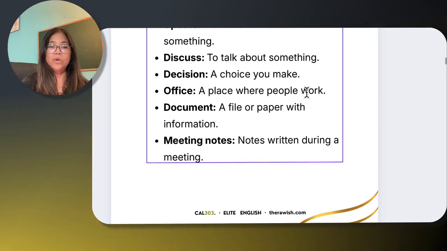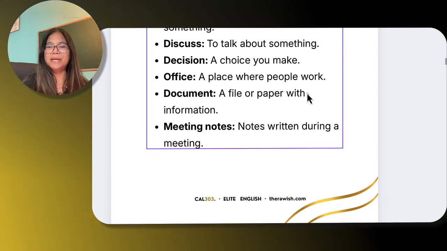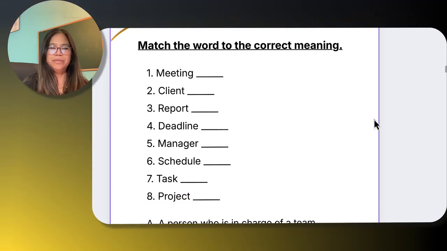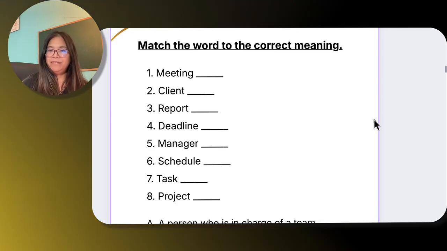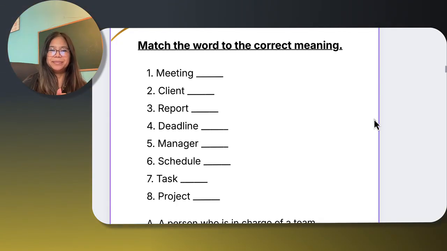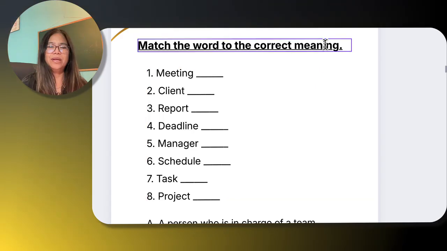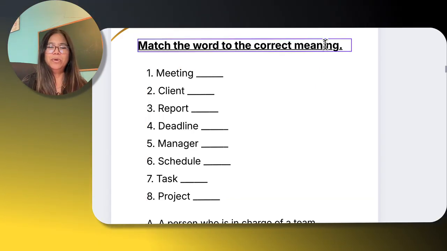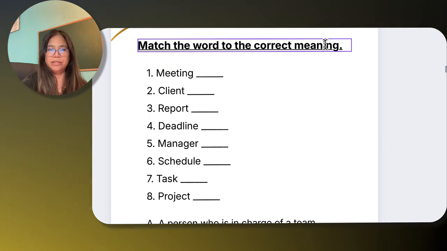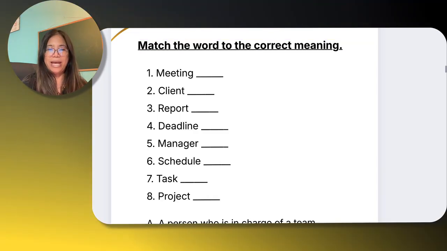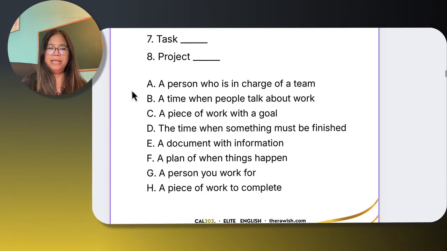Continuamos con ejercicios. We continue with exercises. Let's practice. Match the word to the correct meaning. Match significa emparejar. Meaning es el significado. So we have meeting, client, report, deadline, manager, schedule, task, project. 8 words. And below, from A to H, we have the meanings.